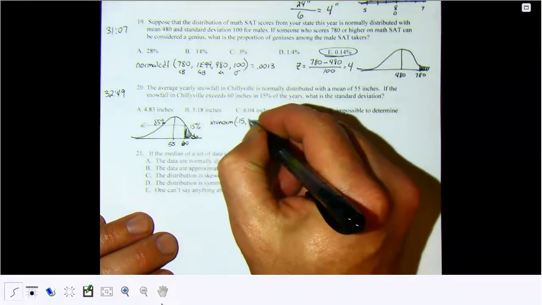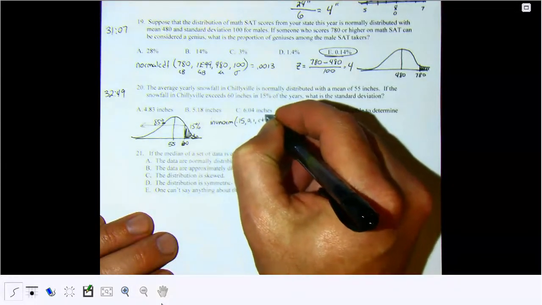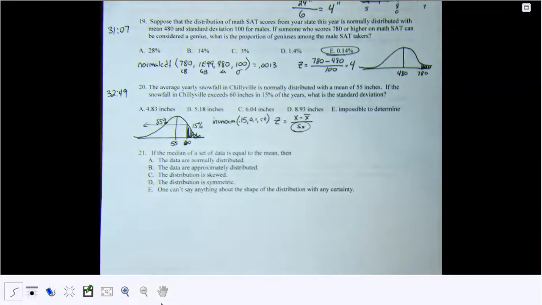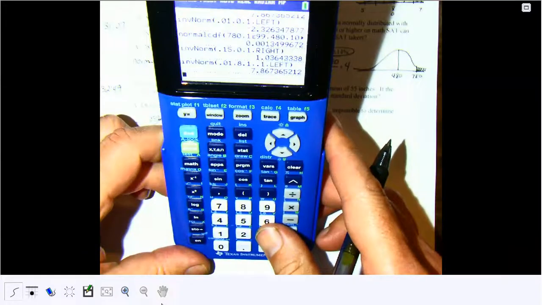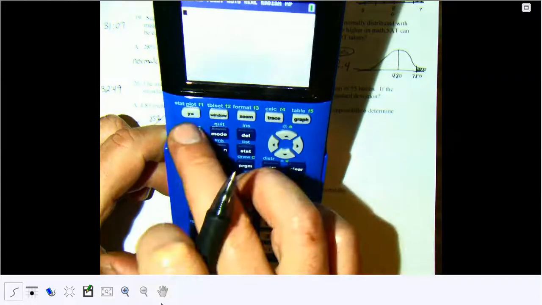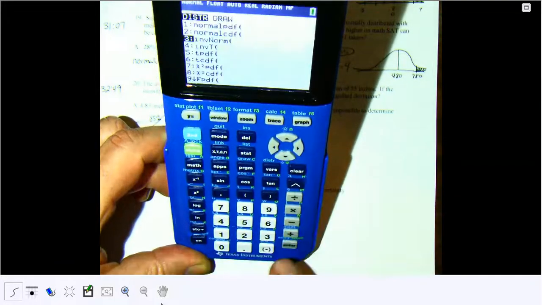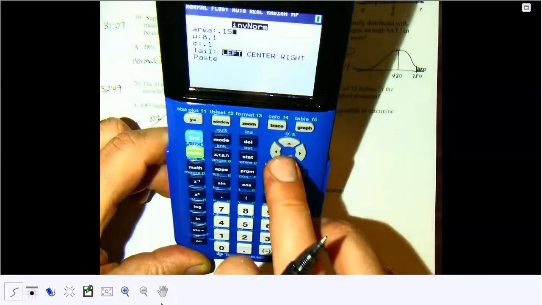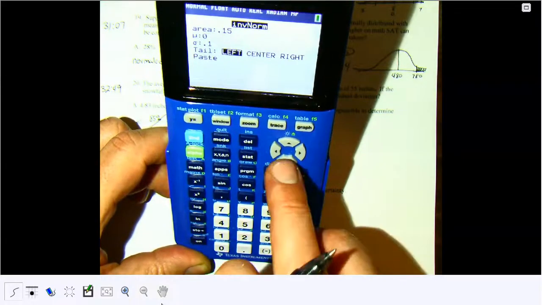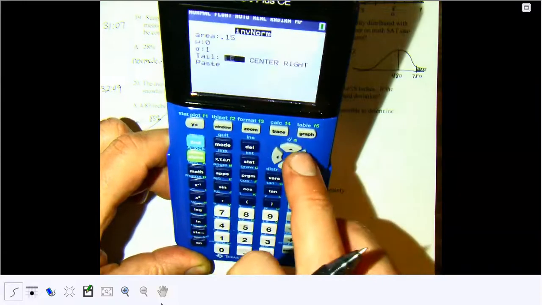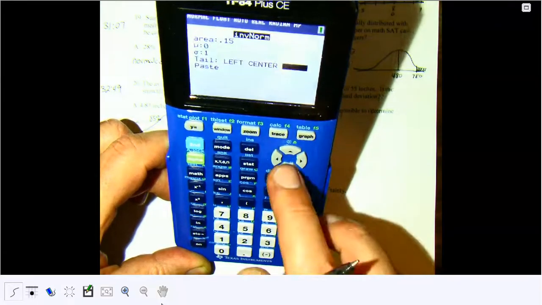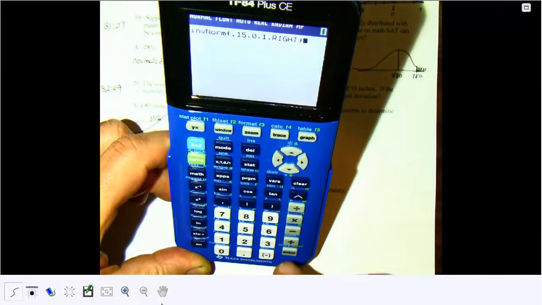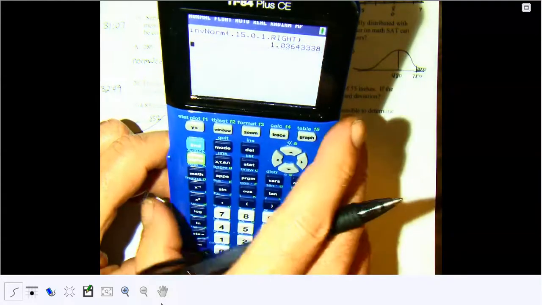So we're going to have a 0, we're going to have a 1, and we're going to go to the right as far as if we're doing an inverse norm. So again, we're inverse norming. My area is going to be 15%, 0 is going to be my mean, 1 is going to be my standard deviation, and this is a right tail. To get that, it turned out to be 1.04.